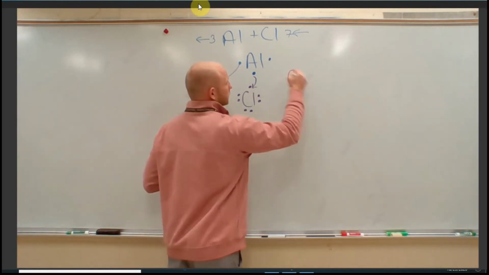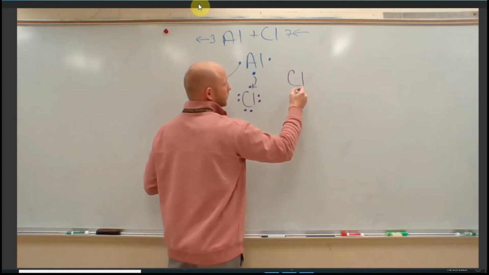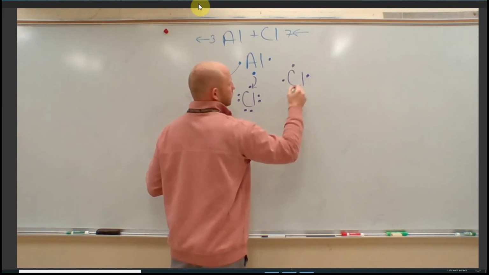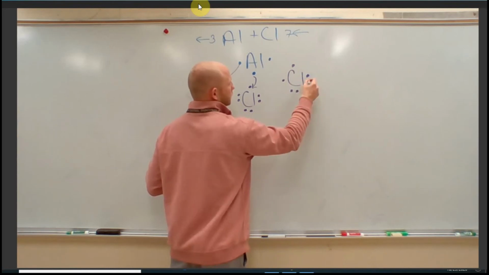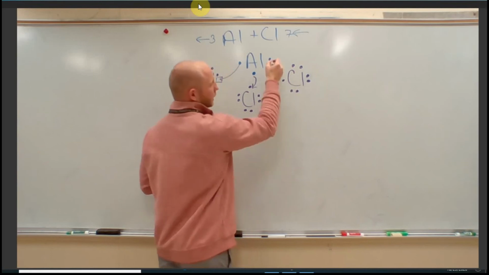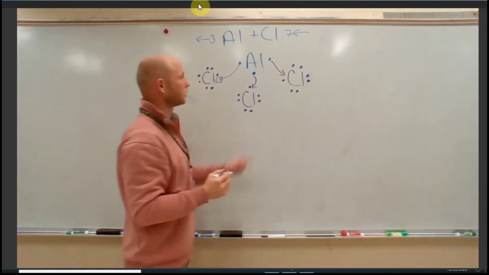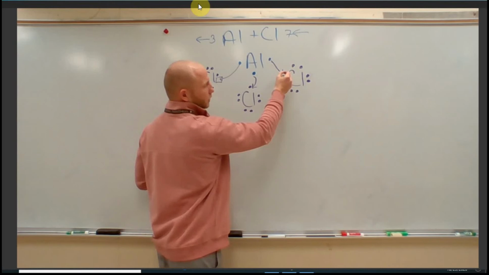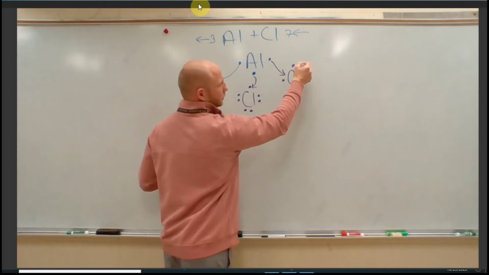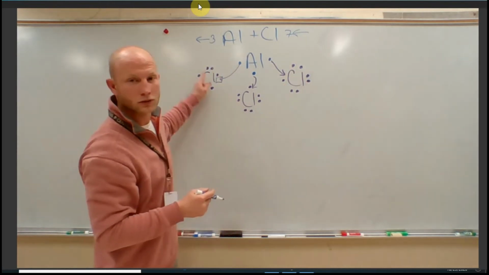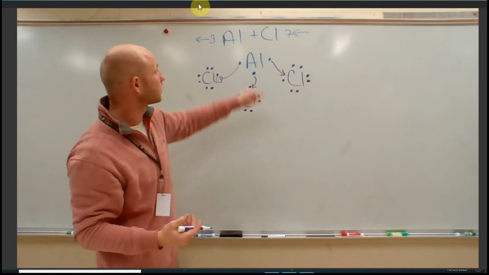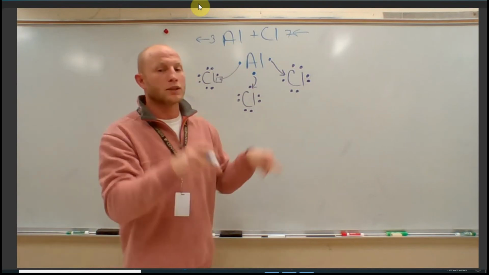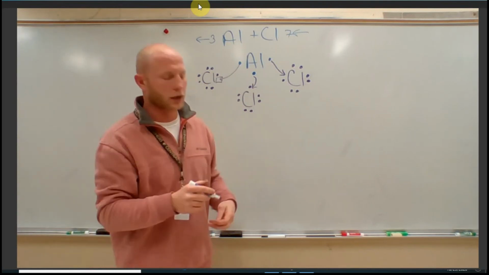I need another chlorine to take this one. 1, 2, 3, 4, 5, 6, 7. And again, this aluminum electron. So if I go ahead and count, I gained 1 electron. 1, 2, 3, 4, 5, 6, 7, 8. Right? All of these chlorines now have 8 valence electrons. Aluminum lost its 3, and it bumps down that energy level where it does have a full valence shell there.